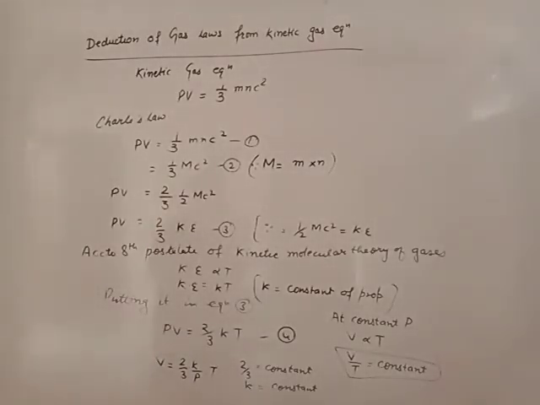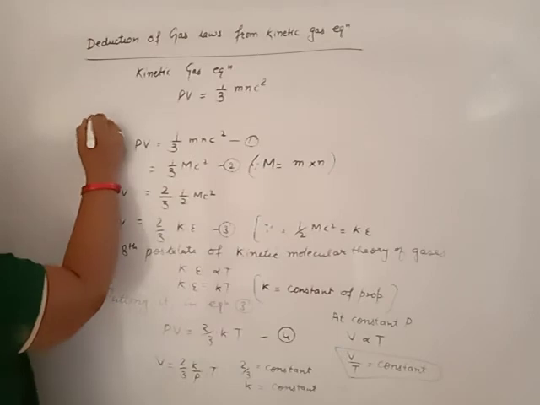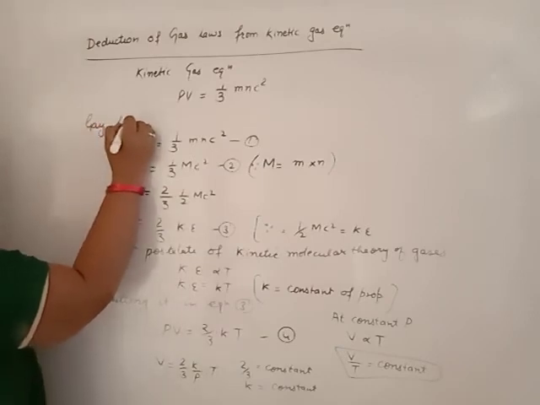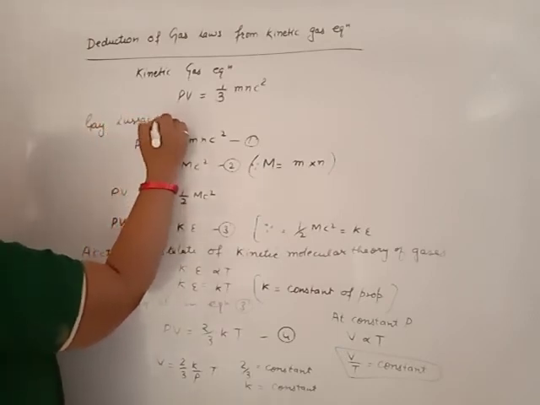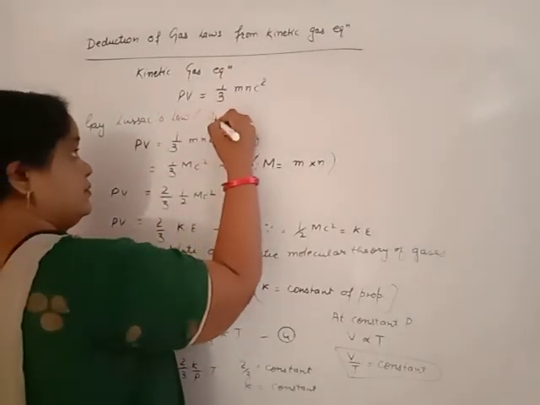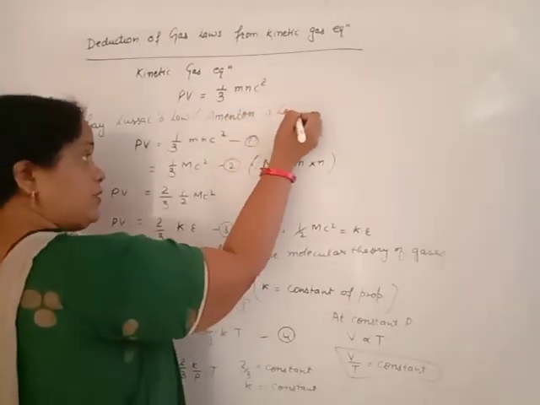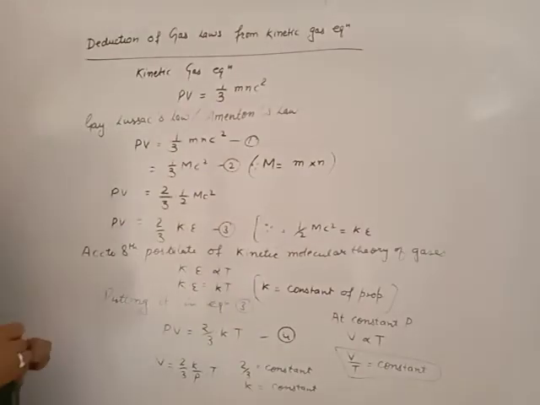So from the kinetic gas equation, we derive our laws: Boyle's law, Charles's law, and Dalton's law of partial pressure. Also, one more law, the Gay-Lussac law, Gay-Lussac's law of gaseous pressure, or Amontons' law, is also derived from the kinetic gas equation.